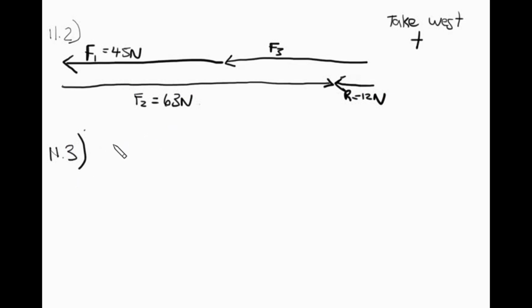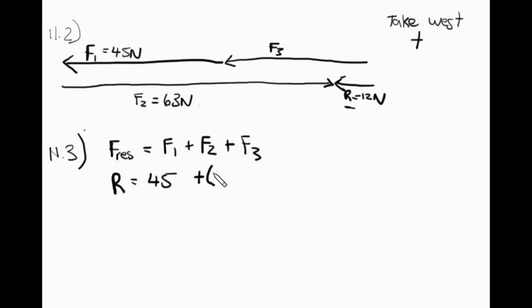We know from the notes the resultant force is equal to F1 plus F2 plus our F3. In this case, the resultant force was R. So we replace that and we'll say R is equal to, what was our F1? 45 newtons, plus, what was our F2? 63, but because it's going in the easterly direction, we'll denote it with a negative. So negative 63. And our F3 is unknown.